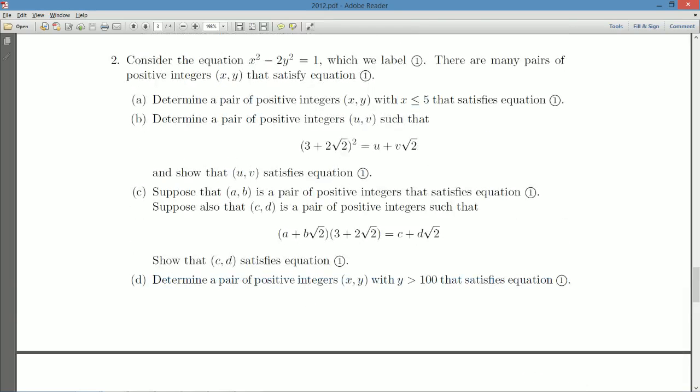In the B part, we showed that 3 plus 2 root 2 squared gives us another pair of integers that satisfies equation 1. And in the C part, we extended that and showed that if we start with any old pair that satisfies it, not just 3 and 2, which part A told us satisfied equation 1, we get another pair out, satisfying equation 1. And for this c and d that we get out, we have formulas: it's 3a plus 4b, and then 2a plus 3b. So those are both going to be bigger than the a and b we put in.